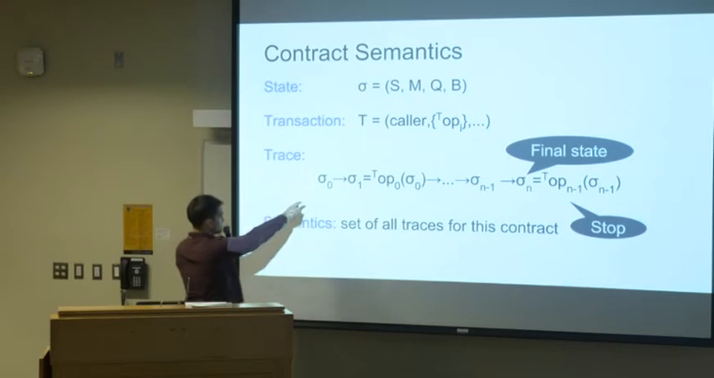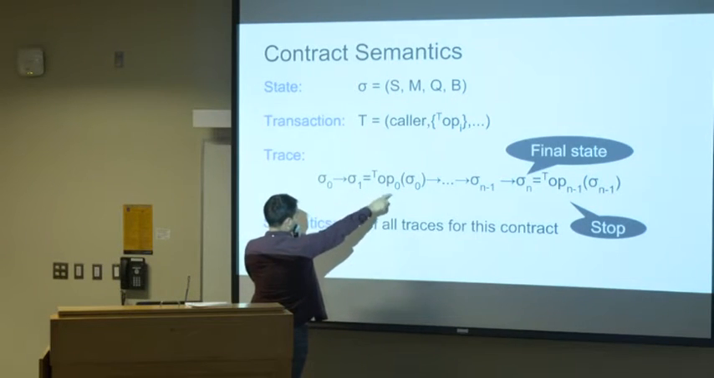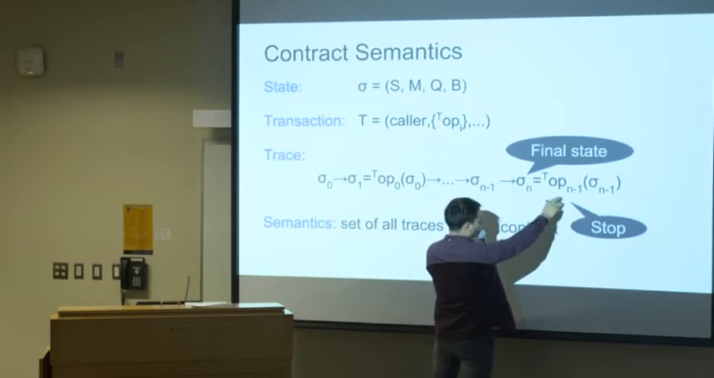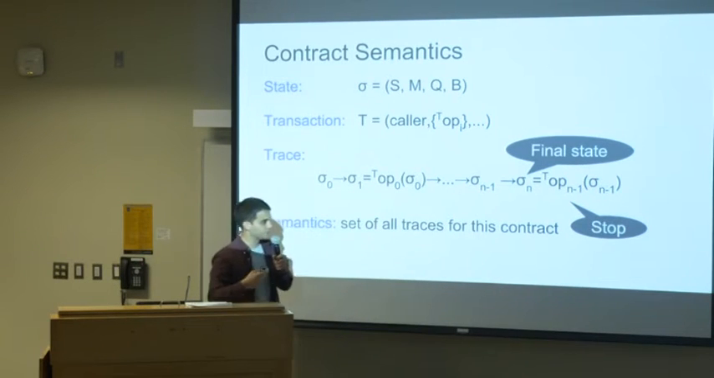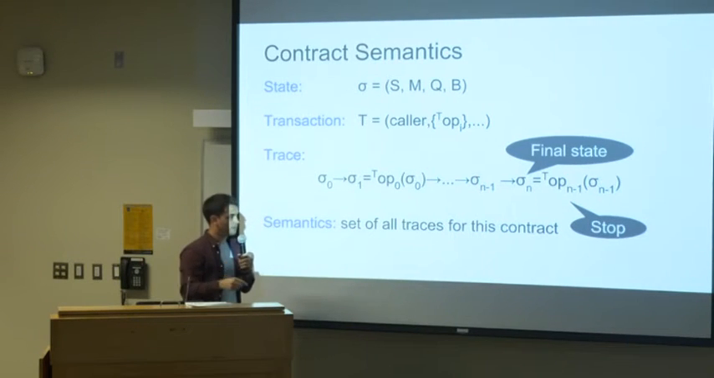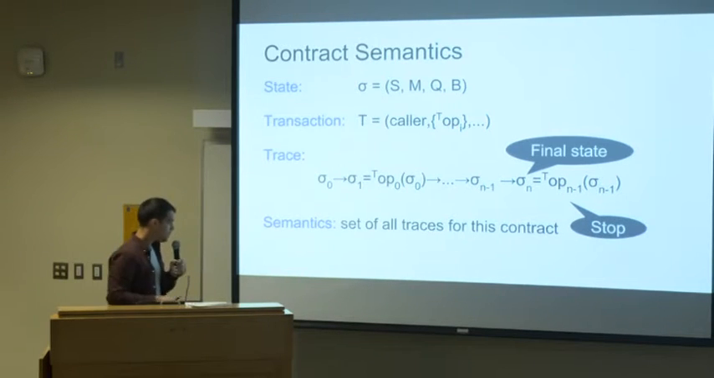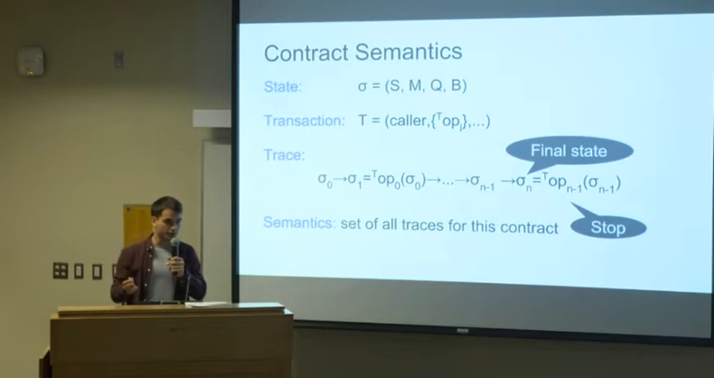So you start from sigma zero, then you go to sigma one, which is just the action of the first opcode, and on and on until you reach the final opcode. And you reach, in the end, the final state, which, if the transaction was not reverted, induces a change in the blockchain state.